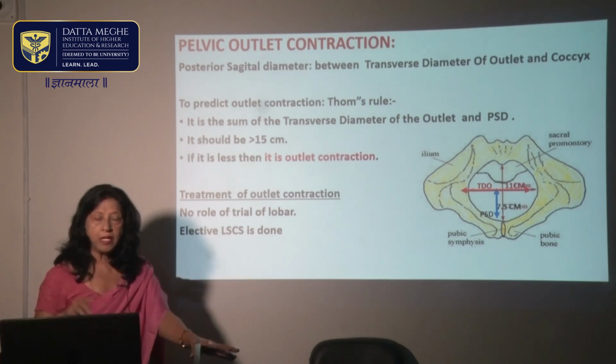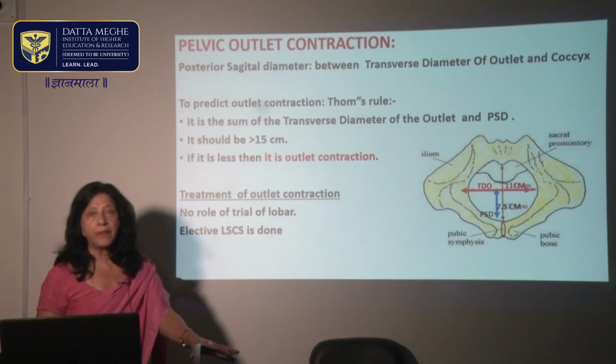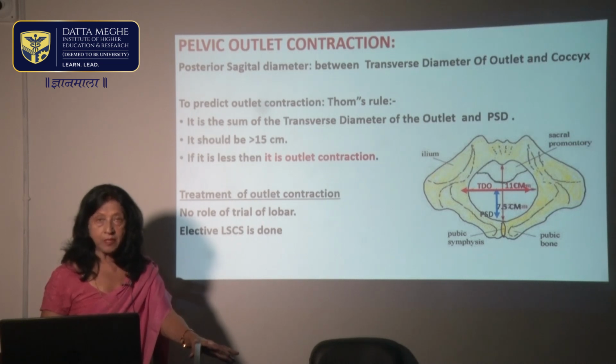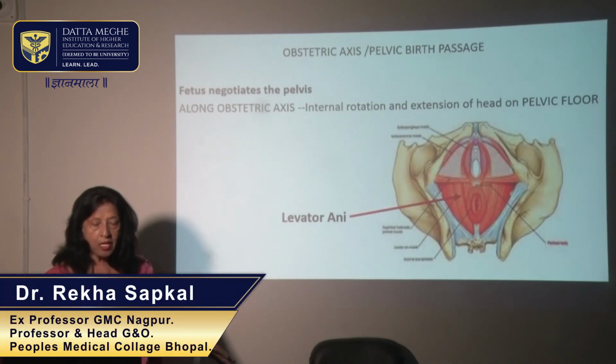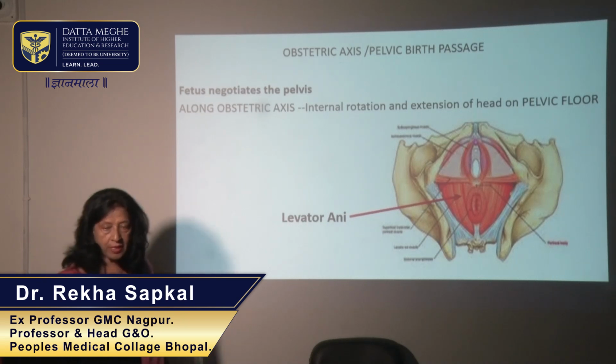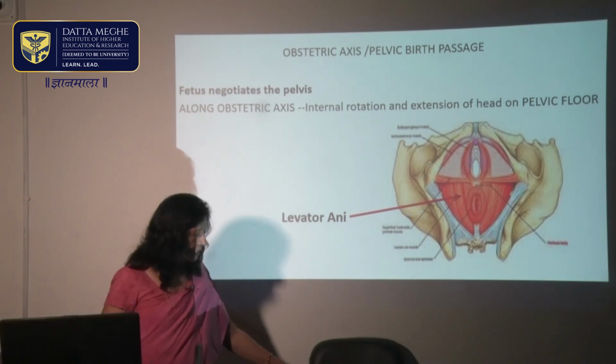That is why clinically I have to assess the pelvis prior to the onset of labor pains. That means 15 days before the expected date of delivery, and plan an elective cesarean section. Thus, treatment for outlet contraction is always elective cesarean section. Now, a very important point I have to discuss here, that is the obstetric axis or birth passage.